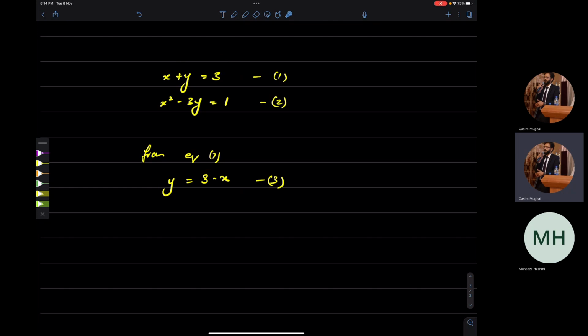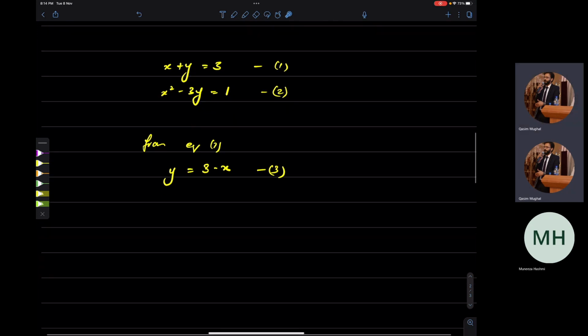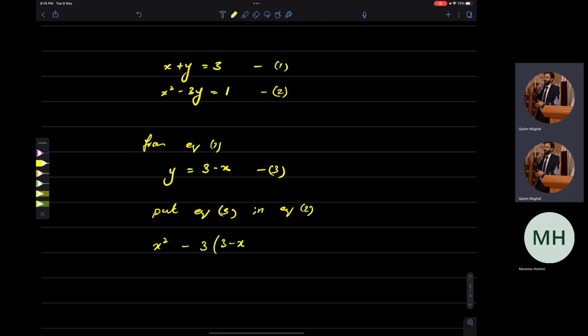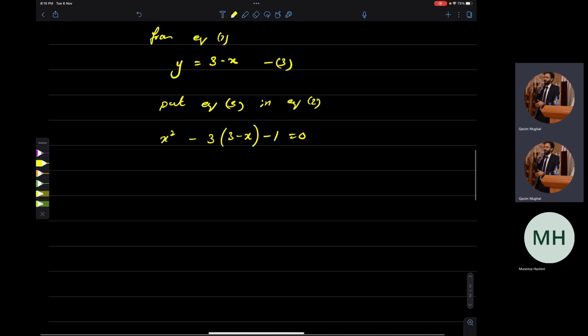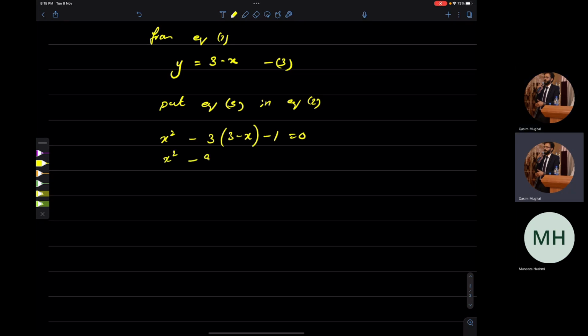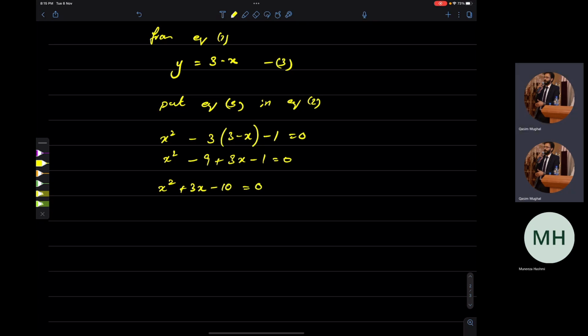अच्छा, नेक्स्ट है यहाँ से अब आपके पास जो इक्वेशन 3 आया, यू नीड टू सब्स्टिट्यूट इट इन इक्वेशन 2. तो put equation 3 in equation 2. x squared minus 3 into 3 minus x minus 1 equals to 0, and that is going to leave you with minus 9 plus 3x minus 1 equals to 0. x squared plus 3x minus 10 equals to 0.